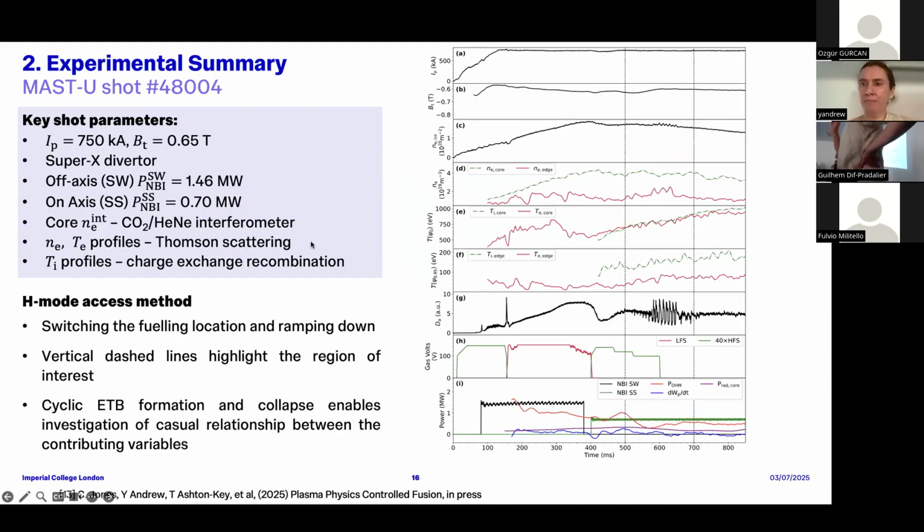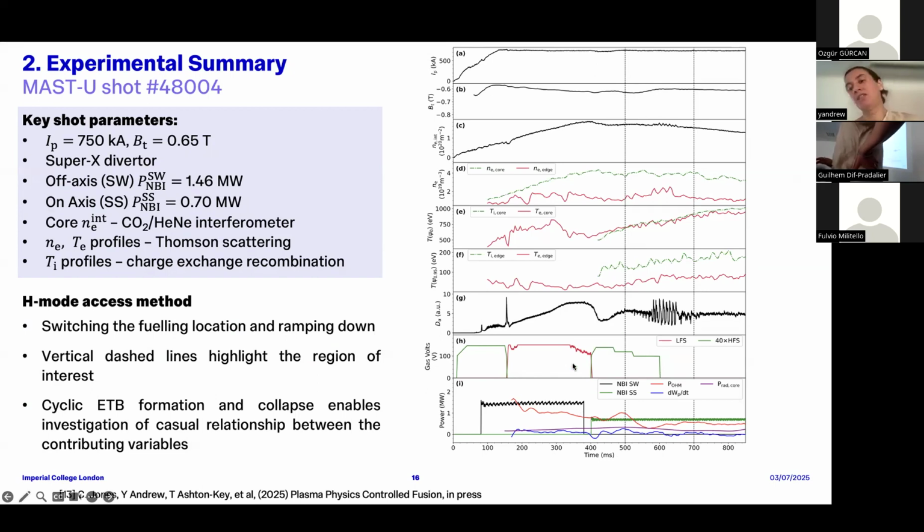Here are some general parameters for this shot, so the time traces. We used a bit of a trick to delay the access to the H mode by using gas puffing on the low field side to delay the onset, along with the power input using one of the NBIs.